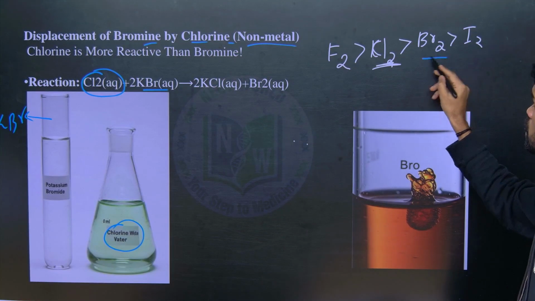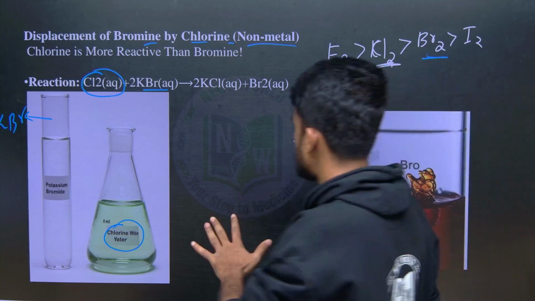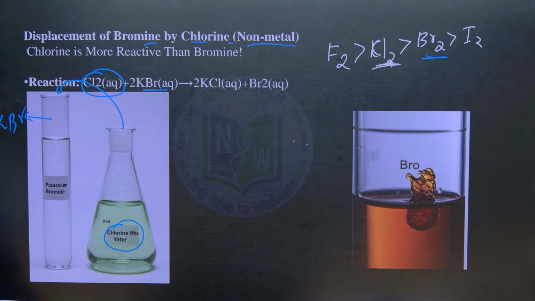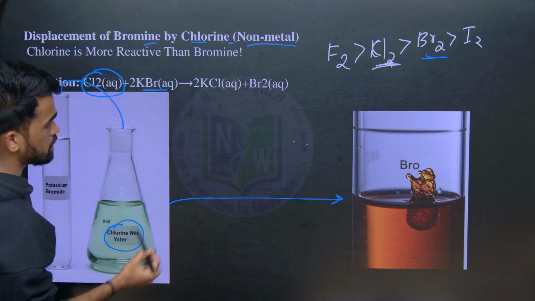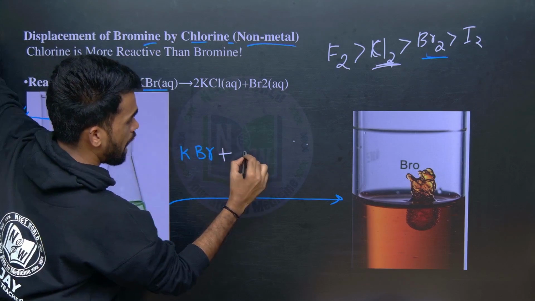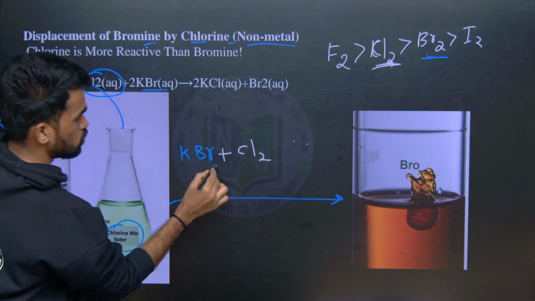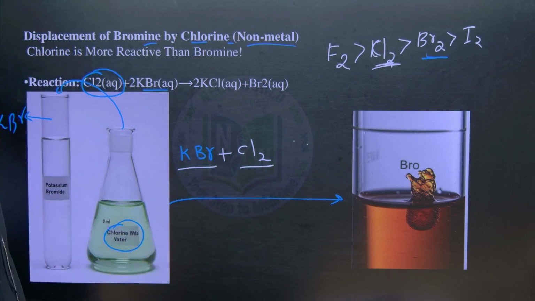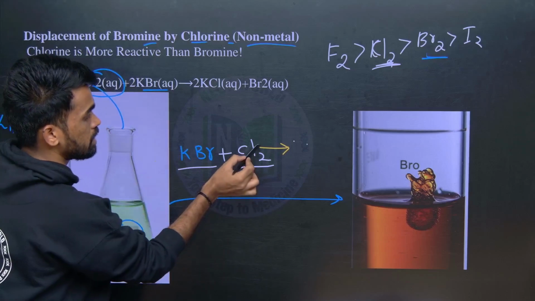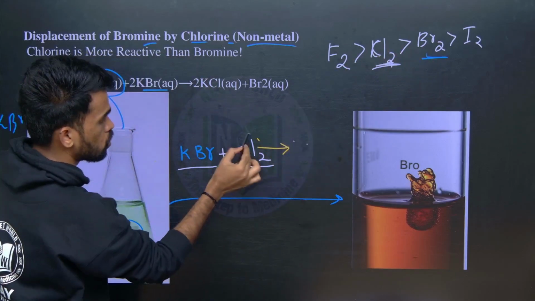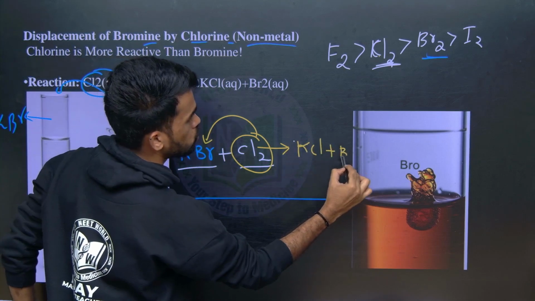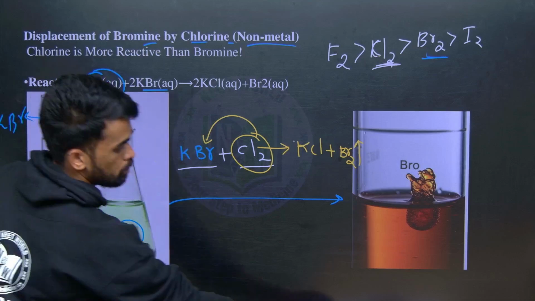Now I told you which is more reactive. Chlorine is more reactive than bromine, right? Therefore, what happens when we add chlorine from this conical flask to this potassium bromide? KBr is a colorless solution, and to it we are adding chlorine. What change will we observe? Chlorine is more reactive than bromine, so chlorine will displace the bromine and form KCl, and Br2 will be formed.